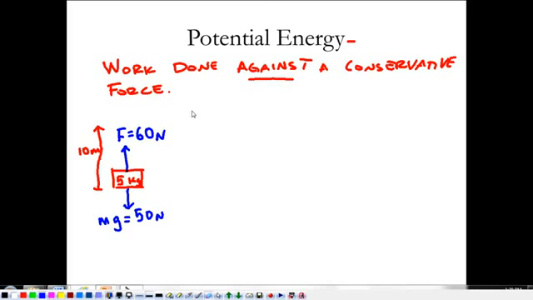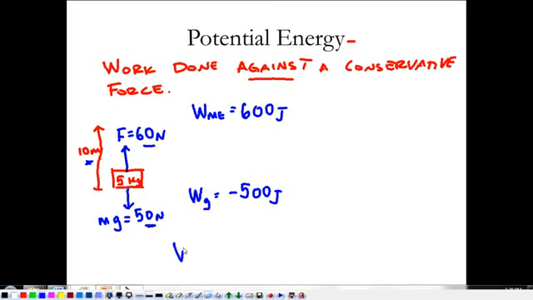So we have the work that I do, my work. Well, my work is 60 newtons times 10 meters, or 600 joules. And we have the work of gravity. Well, that's going to be the 50 newtons times 10 meters, but they're in the opposite direction, so it's negative 500 joules. Now, those are the only two forces we have, so we also have a net work. Add those two together. My net work is 100 joules.